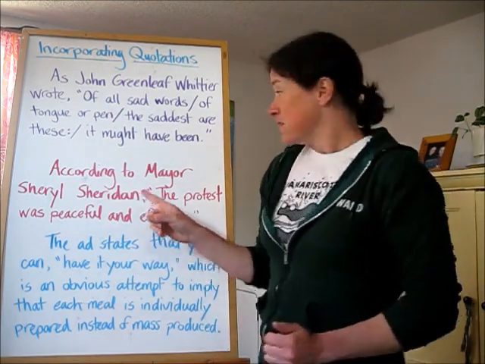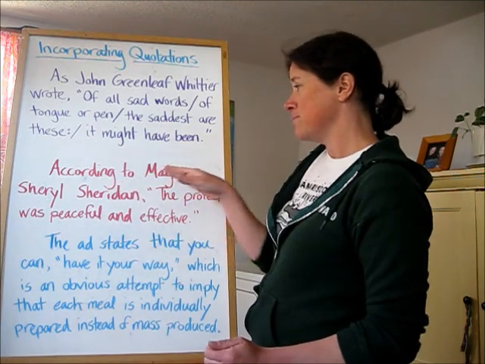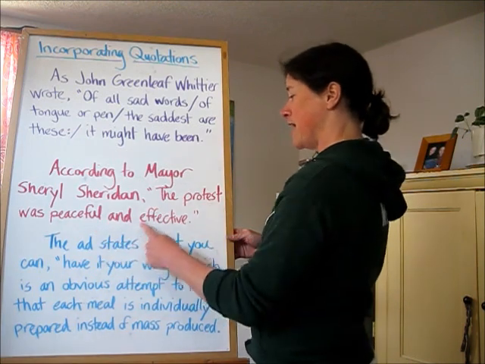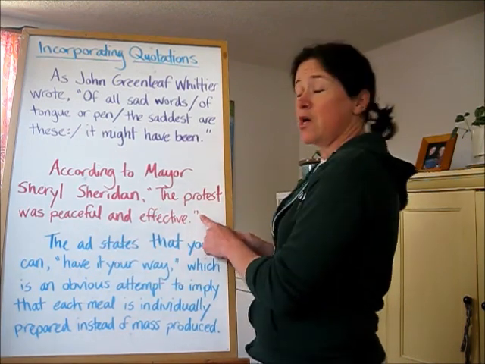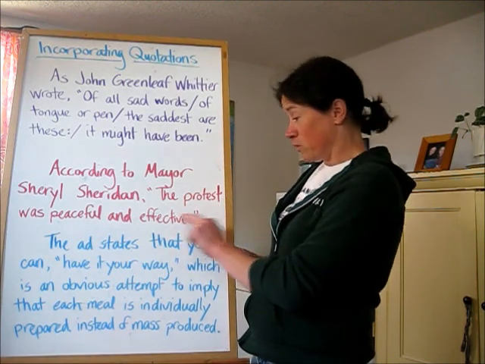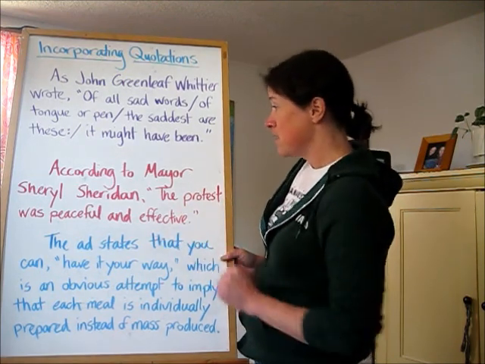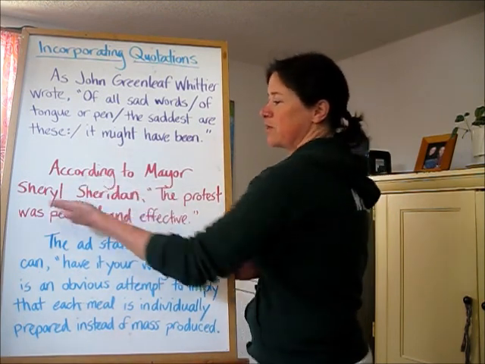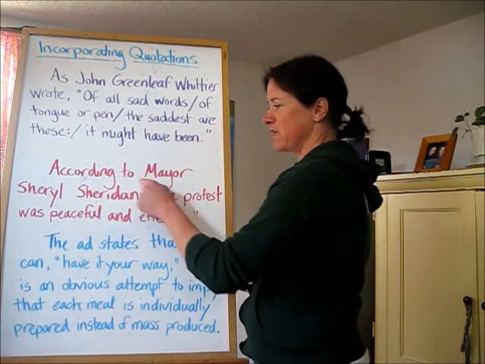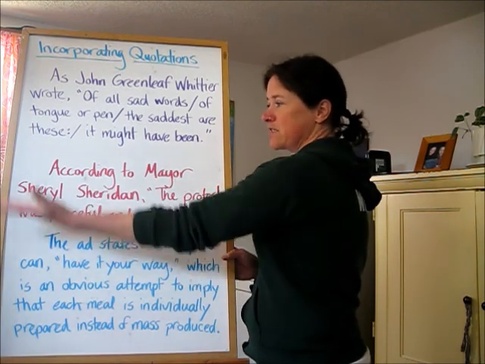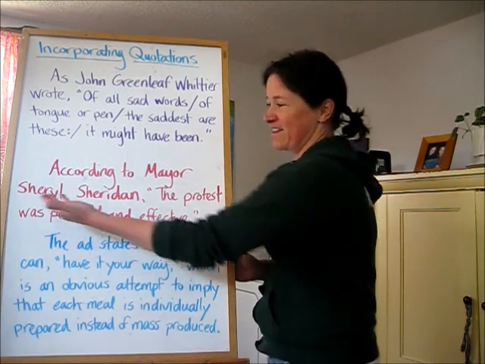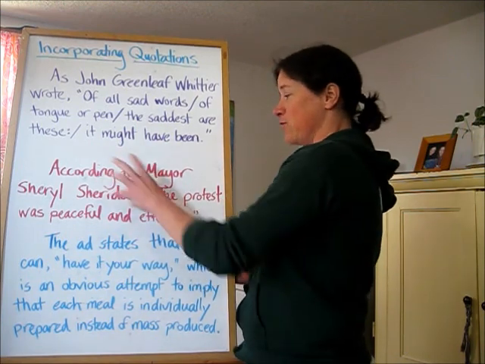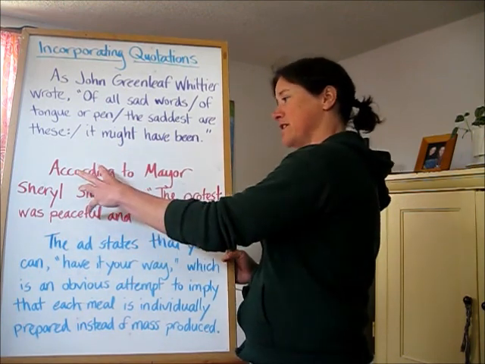We've done a similar thing in this second example. According to Mayor Cheryl Sheridan, comma, quotation, the protest was peaceful and effective. Period, quotation. Punctuation typically goes inside the quotation marks at the end of the sentence. So again, we have what is called a signal phrase. Whenever you introduce a quote in a way that indicates you're about to introduce a quote, and usually it tells you who has said it, that's called a signal phrase. So again, we've done that. We've incorporated her words directly into our sentence.